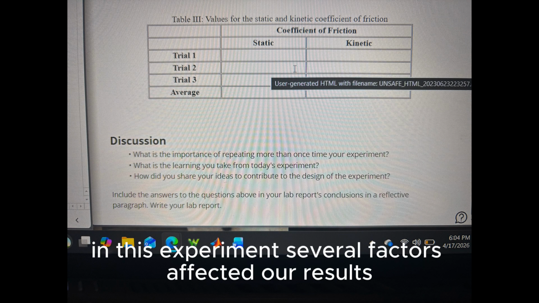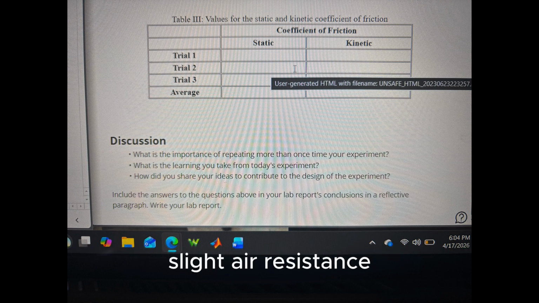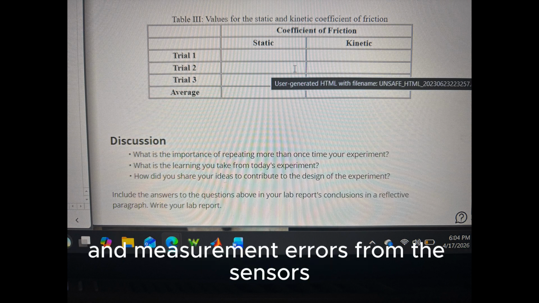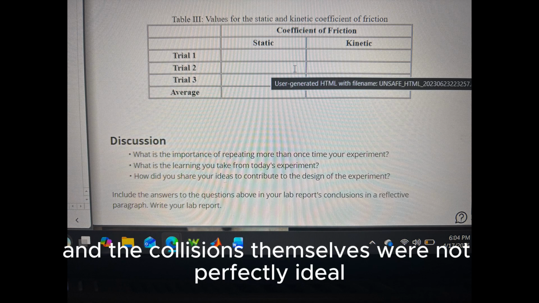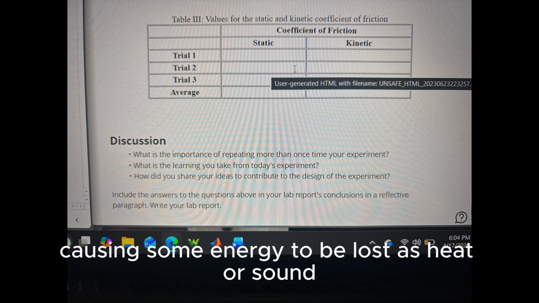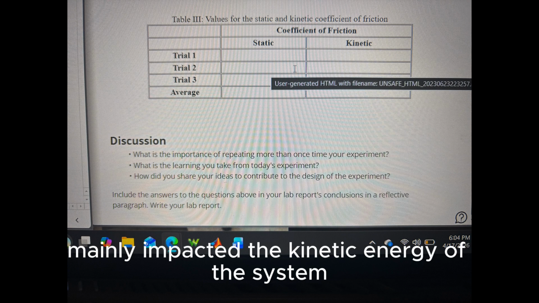In this experiment, several factors affected our results, including friction between the carts and the track, slight air resistance, and measurement errors from the sensors. Additionally, the track may not have been perfectly level, and the collisions themselves were not perfectly ideal, causing some energy to be lost as heat or sound. These factors mainly impacted the kinetic energy of the system.